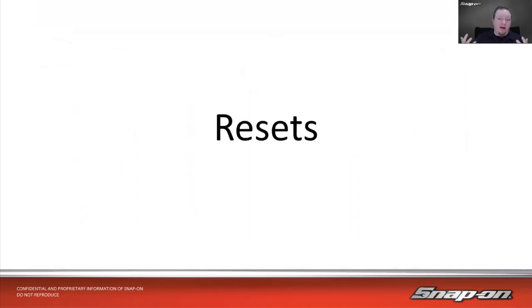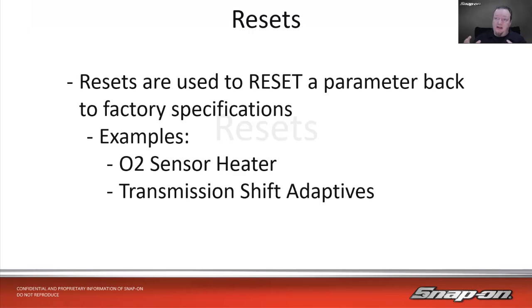Also falling in the bucket of functional tests could be a reset. So a reset is often used to reset a parameter back to factory specs. So for example, oxygen sensor heater circuit, you have to relearn those on GMs, Nissans, or say transmission shift adapts. As you drive the vehicle, it learns how to shift. And then if I do any transmission work, I need to reset that back to a factory state.